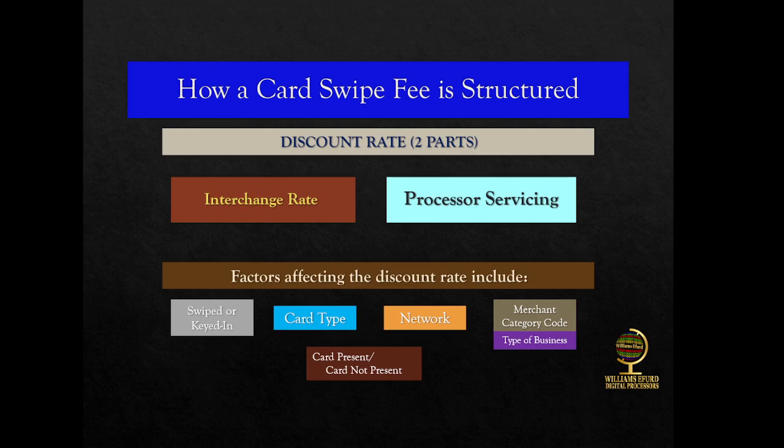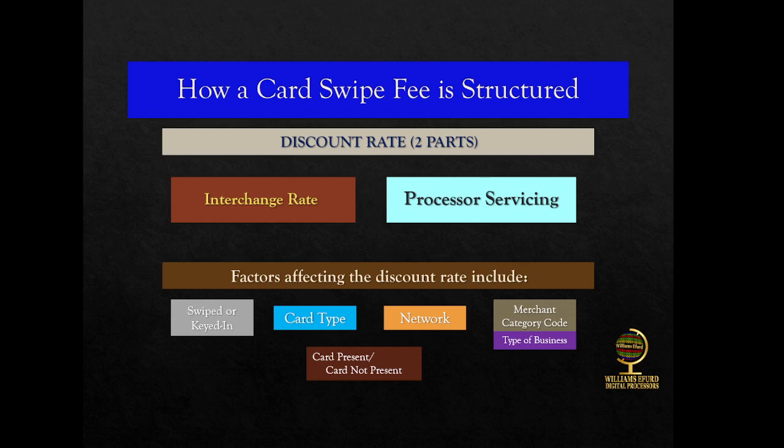That card swipe fee, or the discount rate, has two parts to it. The interchange rate that is set by the card brands, and the processor servicing side, which is a fee paid to merchant banks and processing agencies such as Williams Eford to facilitate that transaction. So the authorization, authentication, and settlement of that transaction is what we provide and solely provide, and we provide the instruments for merchants to accept those digital payments.